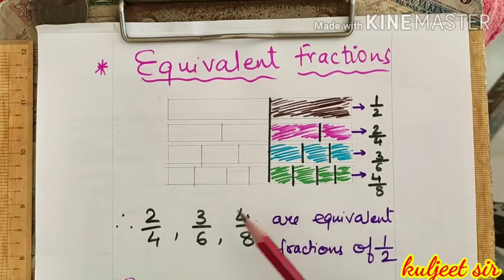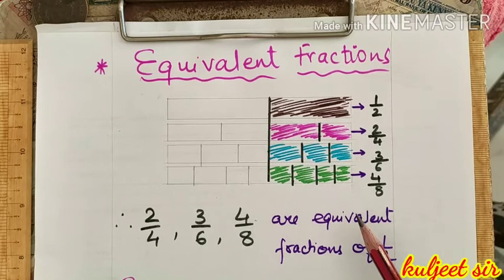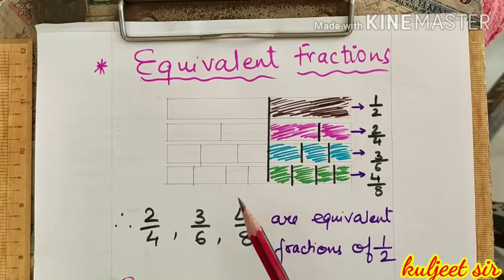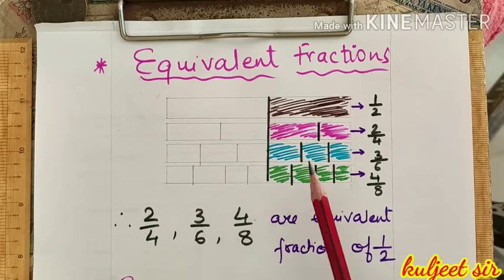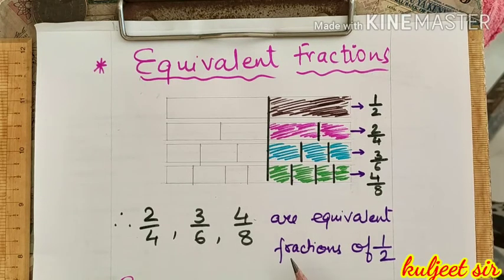And the next strip has 8 parts in it and out of those I have colored 4 of them. Now you can see every strip represents the same part of a whole. When you place one strip above another, we can see that they will all coincide, which means that all the fractions are equal. So such fractions are called equivalent fractions.